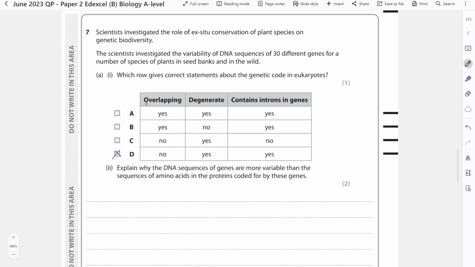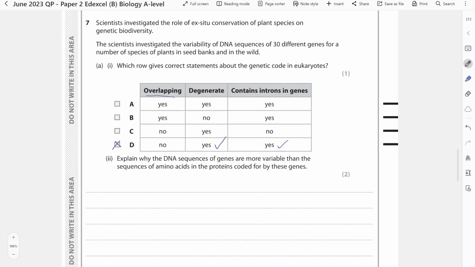That's because number one, it is not overlapping. We know that the codons are read in threes. So it's read like 1, 2, 3, first, second, third codon, fourth, fifth, sixth codon, seventh, eighth, ninth codon, and so on. So it's read in threes. The second point is it is degenerate. So that means that multiple codons can code for the same amino acid. Right. And lastly, they do contain introns, which, if you recall, do get spliced out during post-transcriptional modification. All right, part 2.